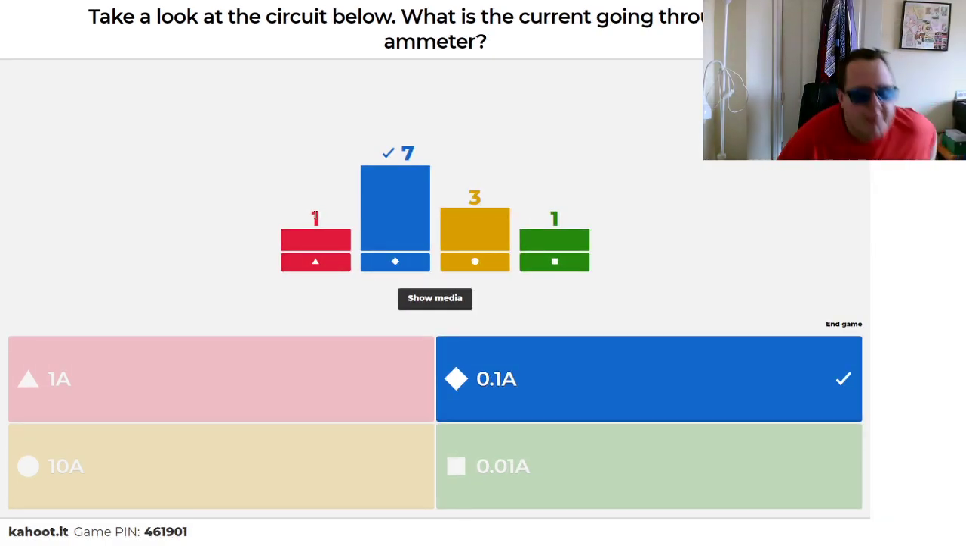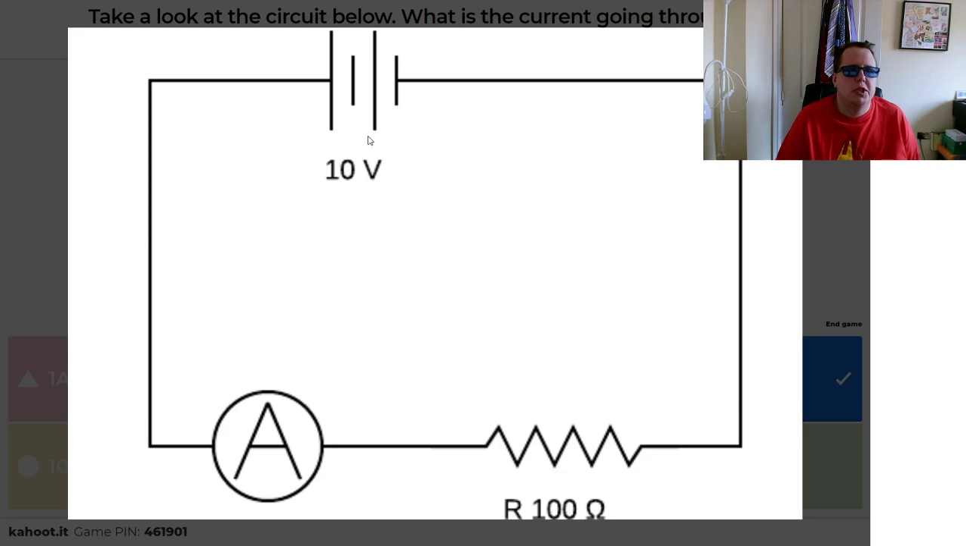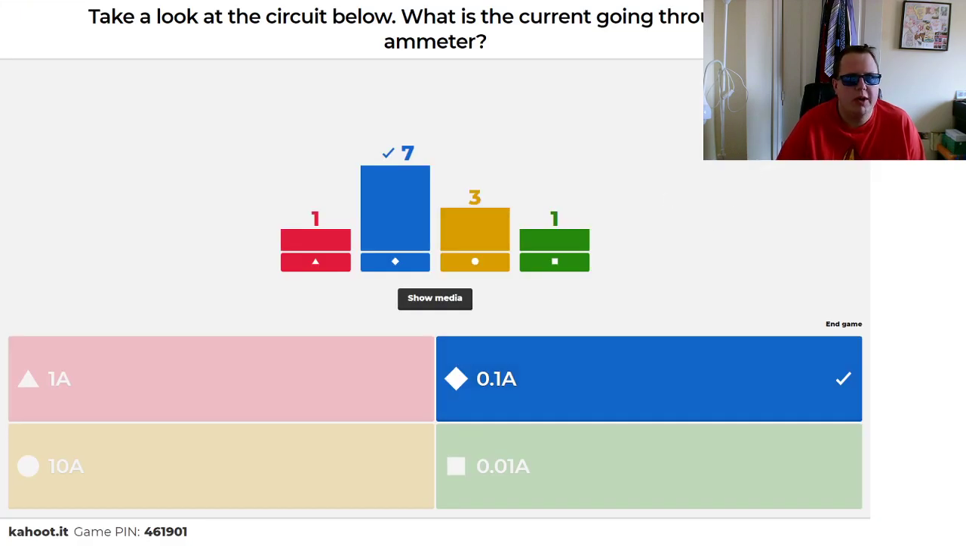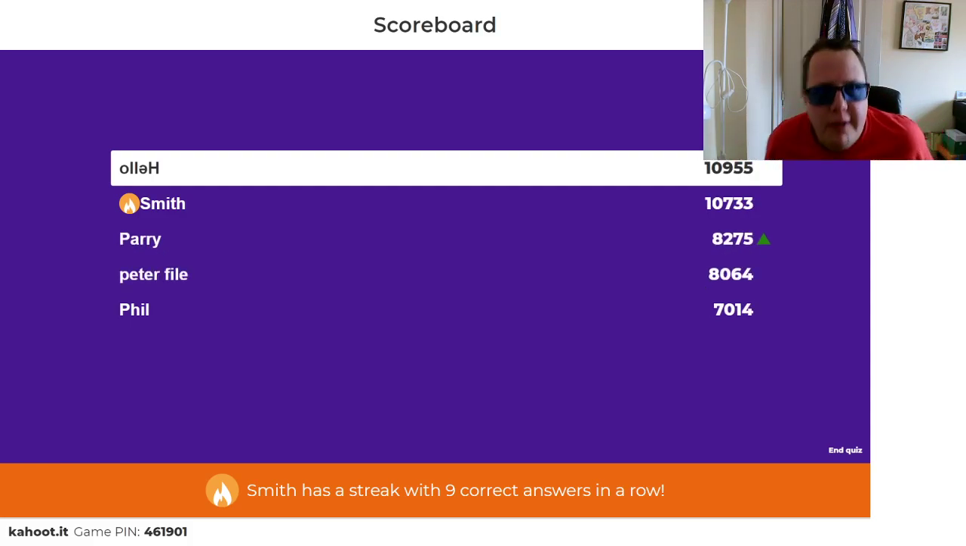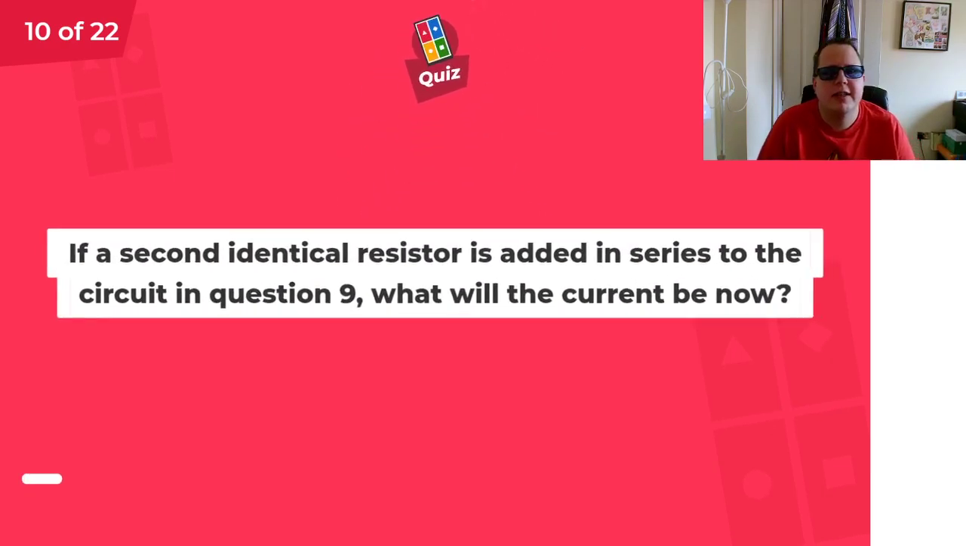Well done. 7 of you got that right. It's 0.1 amps. What you should have done is, current is going to be voltage divided by resistance. So we do 10 divided by 100 and you get 0.1. Excellent. Okay, what's that done to our top score? So, top 2 still the same. Parry now up to 3rd. Well done, guys.